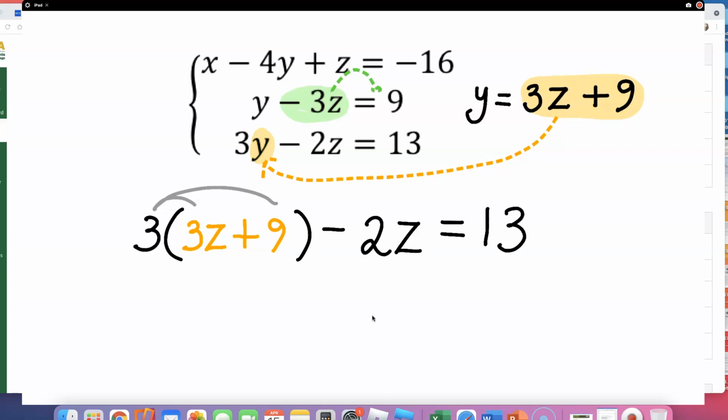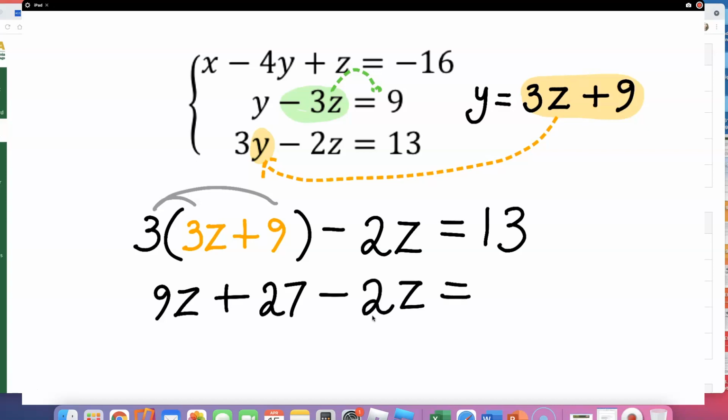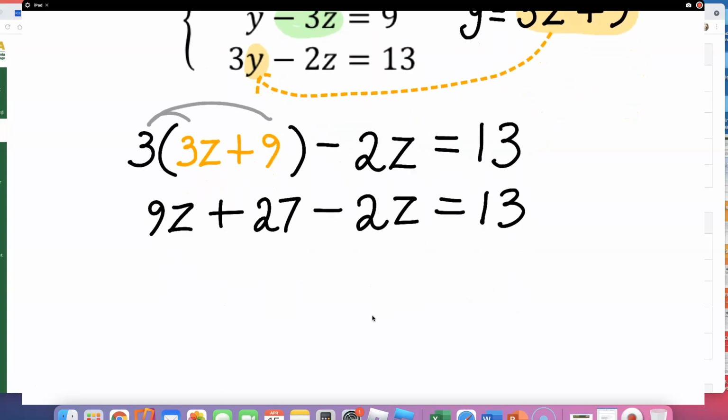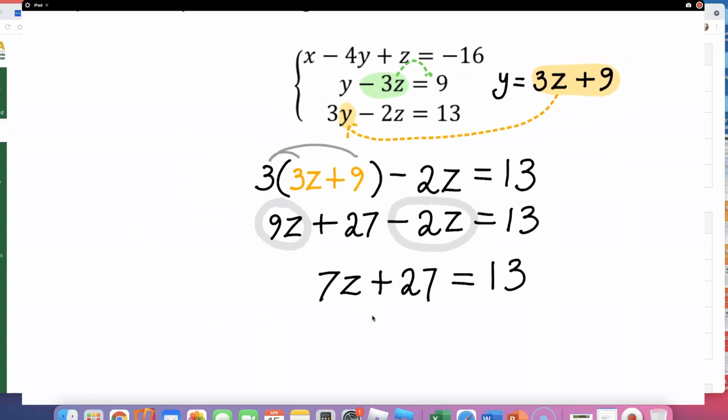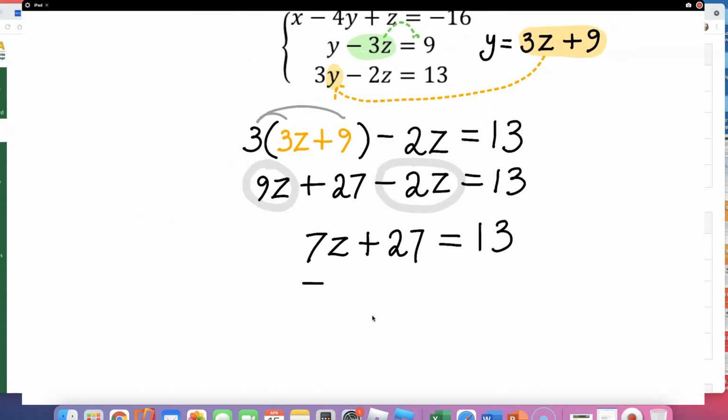9z plus 3 times 9, I'll get 27, minus 2z equals 13. Now let's combine the like terms, the ones with the z's. If I add 9z plus negative 2z, you agree with me that is 7z, right? 7z plus 27 equals 13. To solve this for z, I will subtract 27 from both sides.